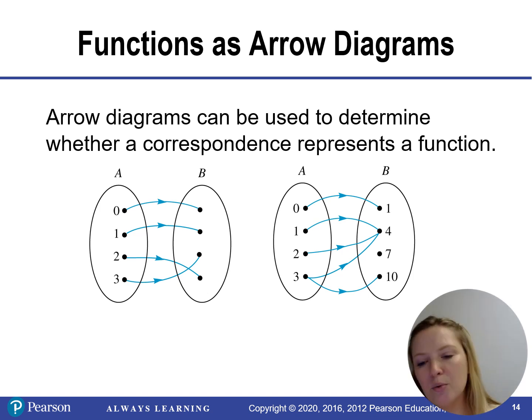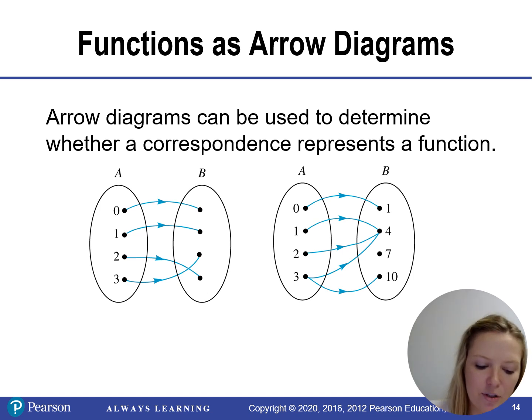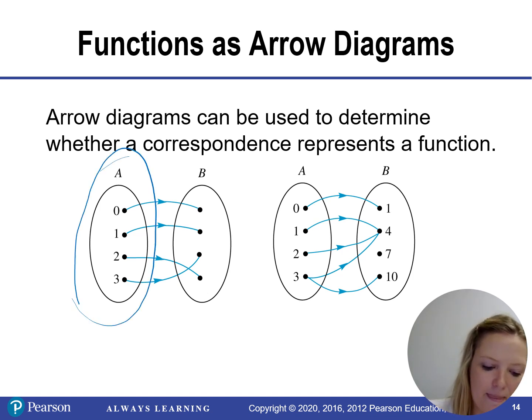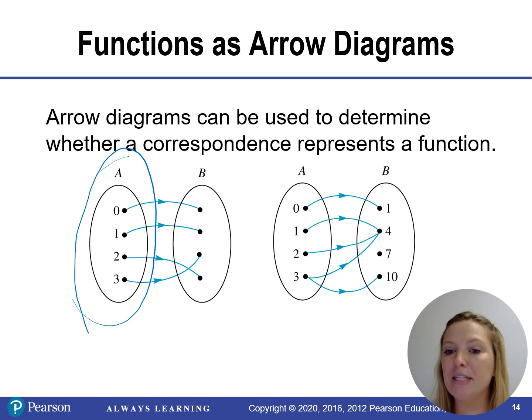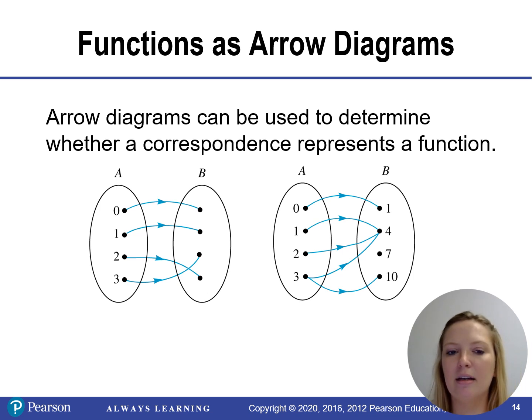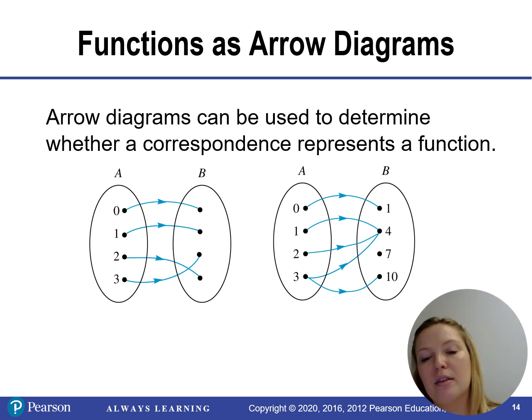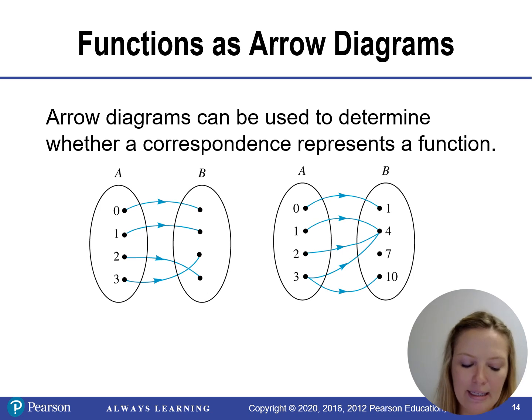Okay, so another way we can represent functions is with arrow diagrams. On the left, we have the domain of a function, and on the right, we have the potential range of the function. On the earlier slide, it said domain is the set of values that we're inputting into the function, and range is the set of values that are given as outputs of the function. So we need to figure out if these diagrams represent functions.